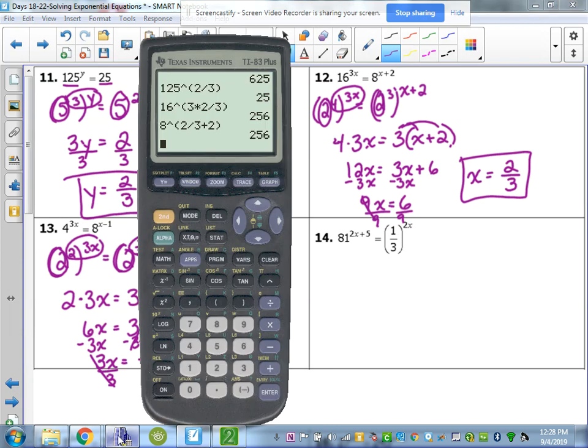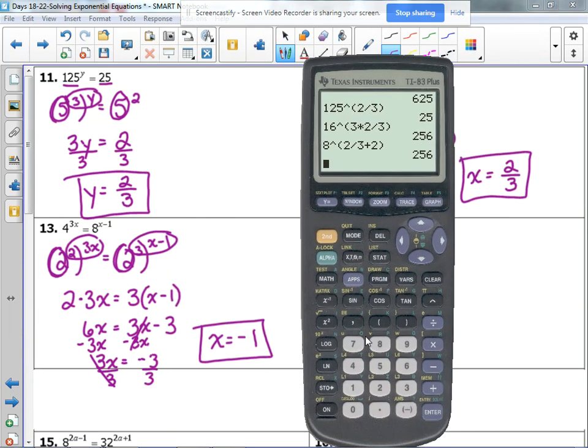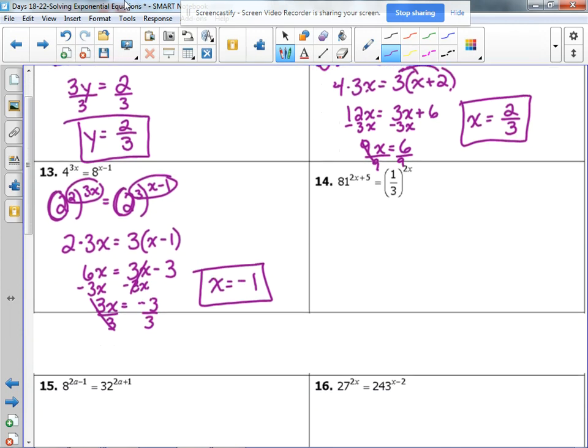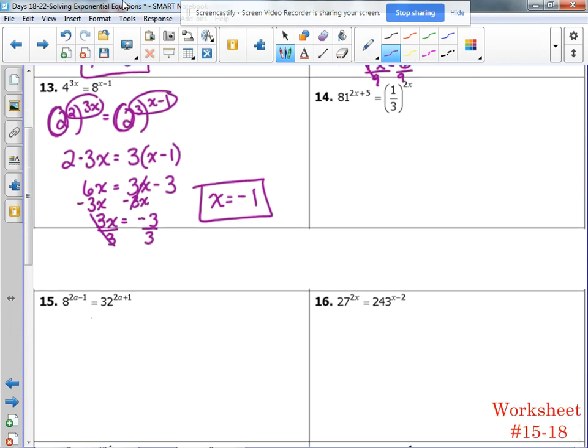Could very easily plug in to check. 4 raised to the negative third. Kind of weird looking answer, but it really doesn't matter as long as the other side gives me the same strange answer. We're good. We get the same thing for the left side and for the right side. Okay, I'm going to skip number 14 for the time being and number 15. Let's look at number 16.